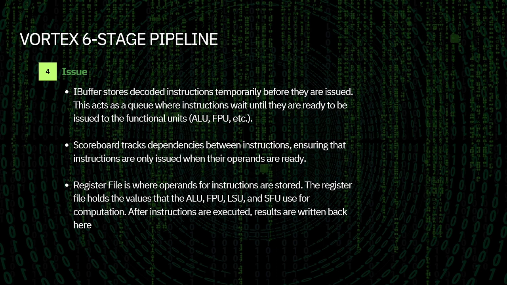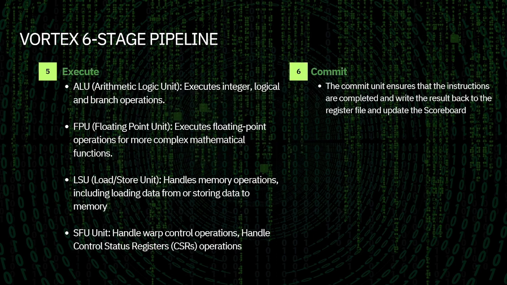كده ال issue stage ال buffer stores the decoded instructions temporarily before they are issued. The scoreboard tracks dependencies between instructions, ensuring that the instructions are only issued when their operands are ready. Register file is where operands for the instructions are stored. After the instructions are executed, the results are written back in the register file.